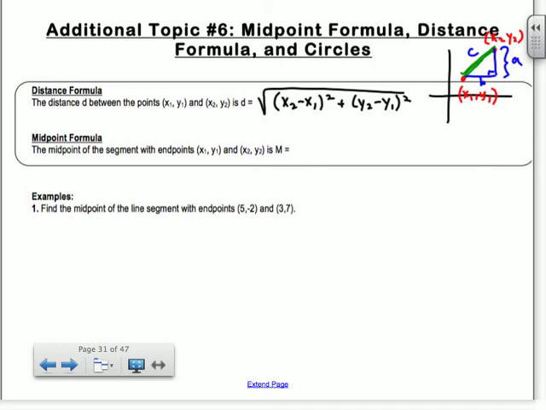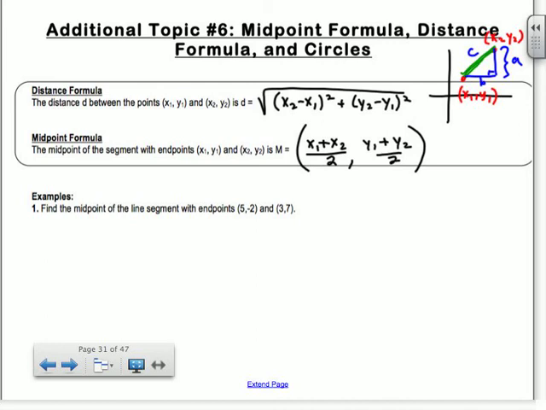Okay, midpoint formula. Do you guys remember how to do this? Yeah, it's just the average of the x's, comma, average of the y's. That's it. If you're finding the average of two numbers, you just add them together and divide by 2. So it's (x1 plus x2) divided by 2, (y1 plus y2) divided by 2. And it's a point, so we write it as a point, with our comma and parentheses.